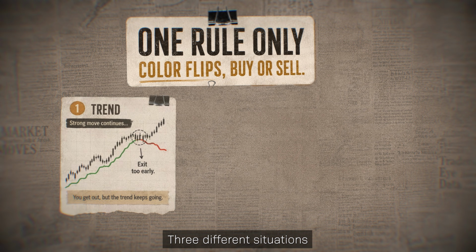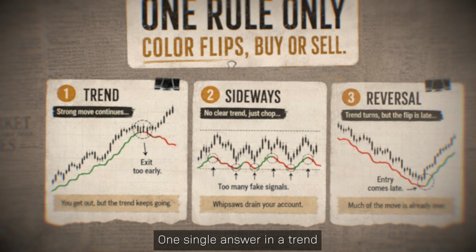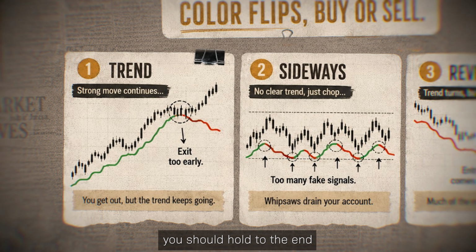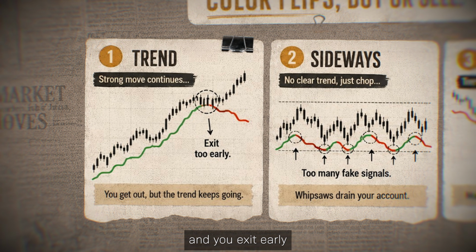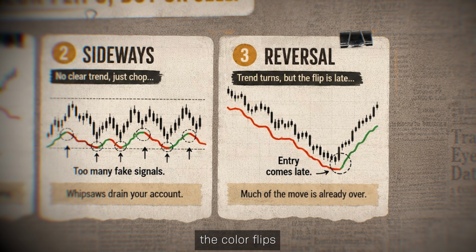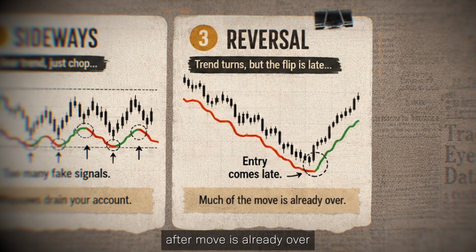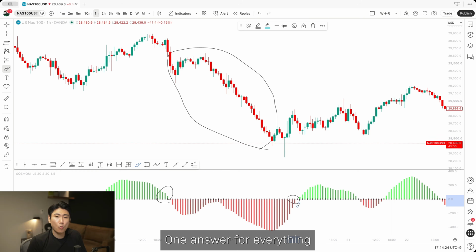3 different situations, one single answer. In a trend, you should hold to the end, but the color flips and you exit early. In a reversal, the color flips late, you enter after the move is already over. One answer for everything, that is the weakness. My fix here is the time filter.